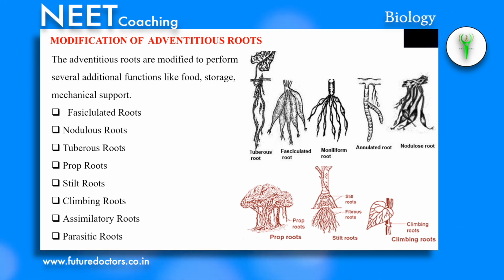Climbing roots. These roots are found in climbers. Example, ivy and pothos. Assimilatory roots. These roots have chlorophyll and can synthesize food. Example, aerial or hanging roots of some orchids. Parasitic roots. These roots occur in parasitic plants for absorbing nourishment from their host.